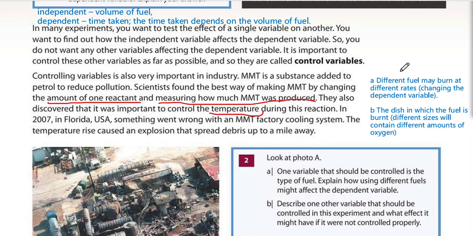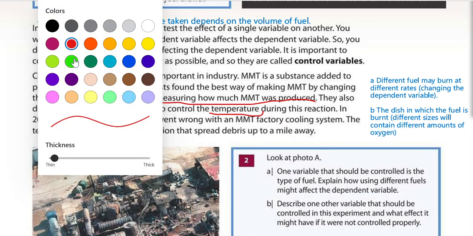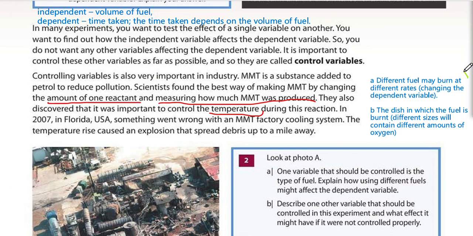So you can write down for A, different fuel may burn at different rates. And what happens when this happens? It changes the dependent variable. So you can write it within brackets, changing the dependent variable.